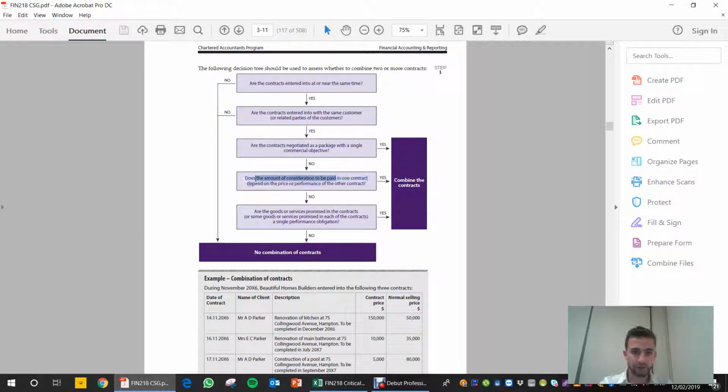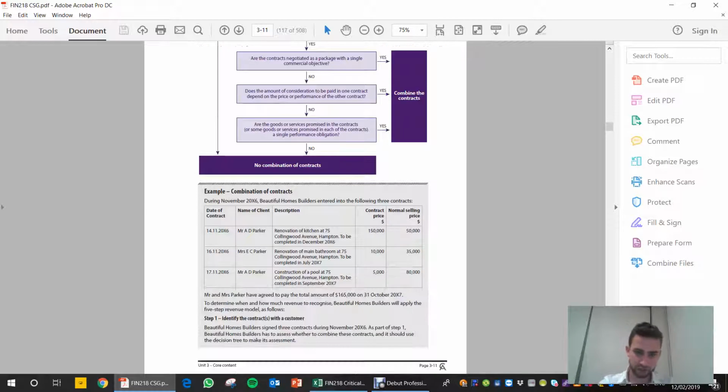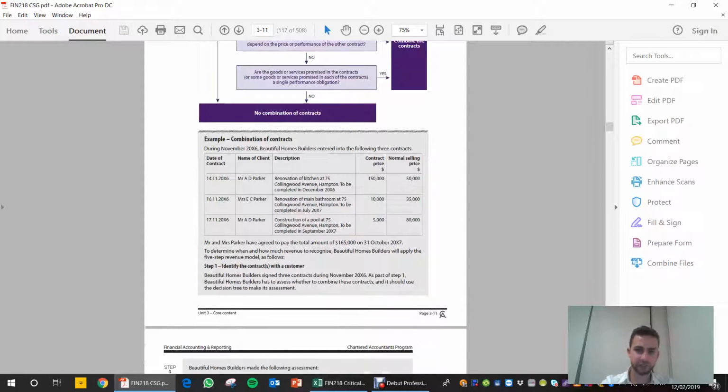So does the amount of consideration to be paid in one contract depend on the price or performance of another contract? That's another important one. If yes, combine the contracts. Are the goods or services promised in each contract a single performance obligation? So similar to the commercial objective, but on a detailed level, are they the same performance obligation? Generally, you only go through these 3 steps, and then you would know whether or not to combine the contracts. So let's have a practical example down here.